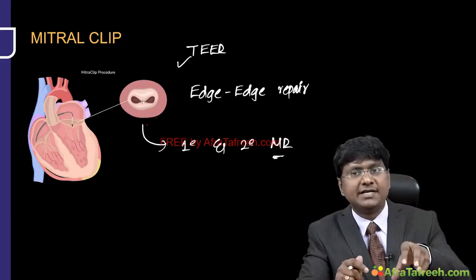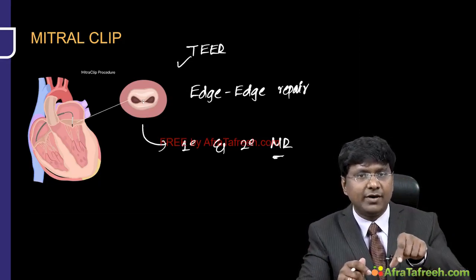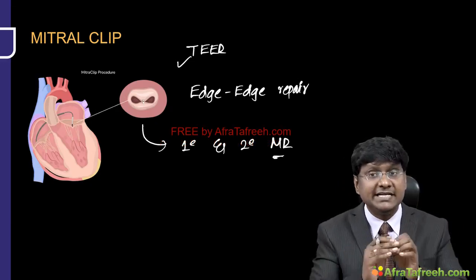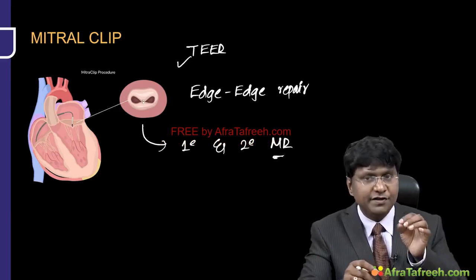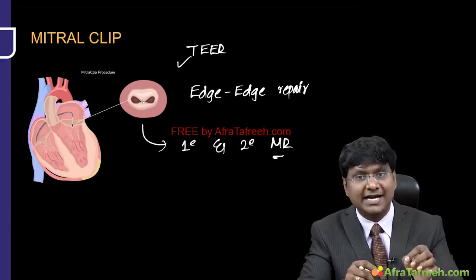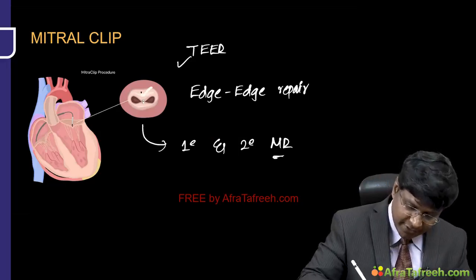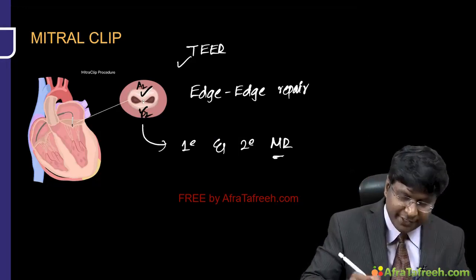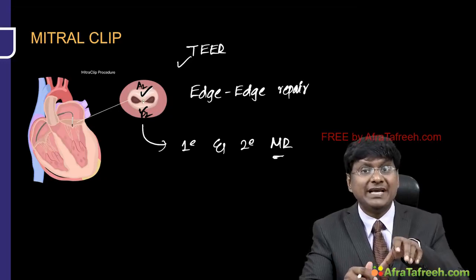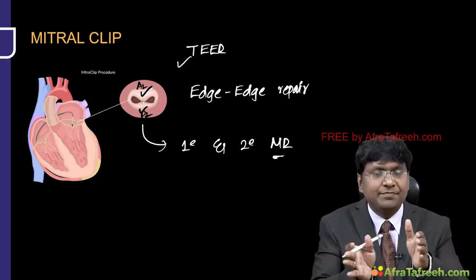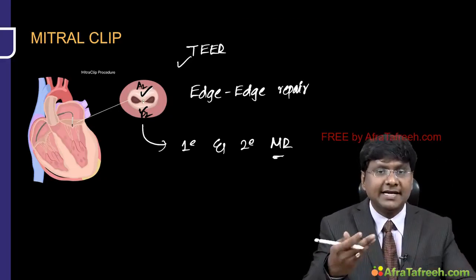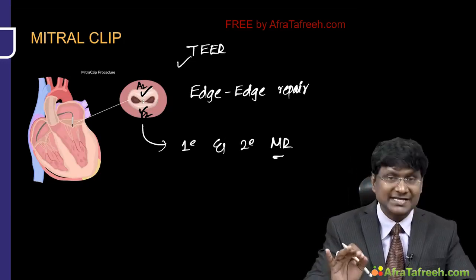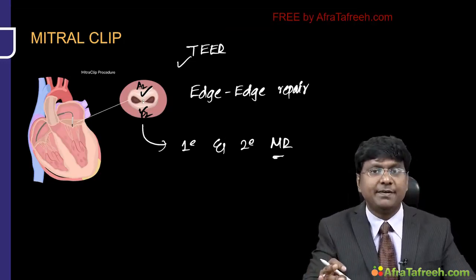Whenever you deploy the clip, it is deployed via the transeptal puncture, and the clip grasps the edges of the mitral valve leaflets. Which part of the leaflet is grasped? It is the mid portion. The A2 component of the anterior mitral leaflet and the P2 component of the posterior mitral leaflet are grasped and brought together, and that can reduce the severity of the mitral regurgitation. So that is TEER, transcatheter edge to edge repair with the help of a clip.